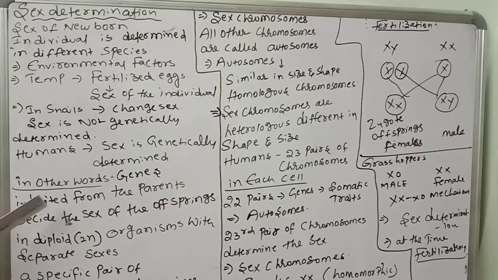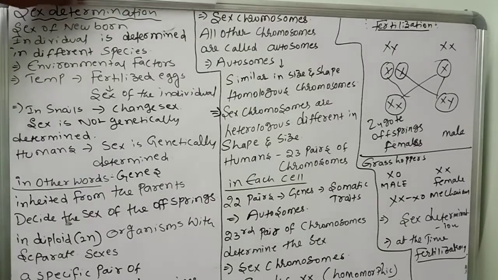In other words, genes inherited from the parents decide the sex of the offsprings. In diploid organisms with separate sexes, a specific pair of sex chromosomes determines the sex of the individual. So genes decide the sex of the offsprings in diploid organisms with separate sexes. A specific pair of sex chromosomes determines the sex of the individual.